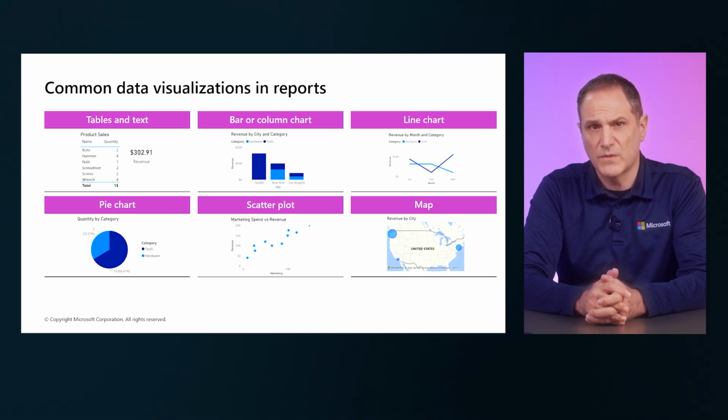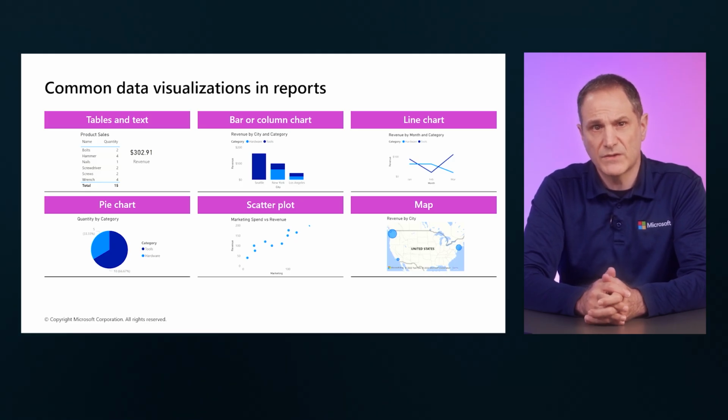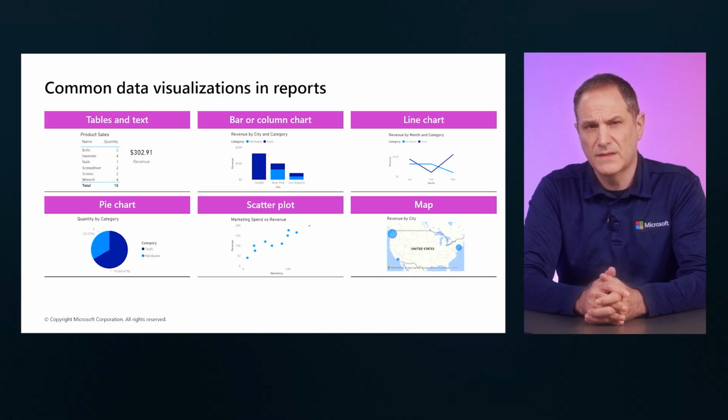Line charts are also used to compare categorized values, and they are especially useful for identifying trends over time. Pie charts are frequently used in business reporting to show how values compare as proportions of a whole, such as how total sales are distributed across categories.